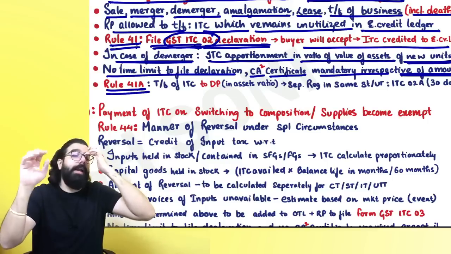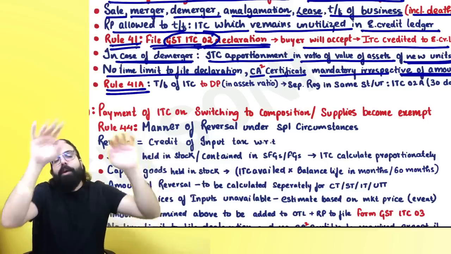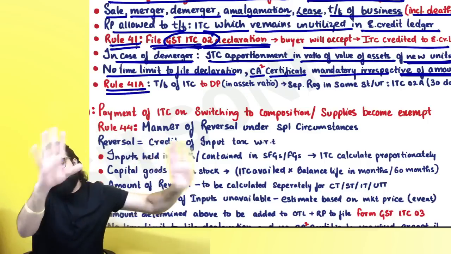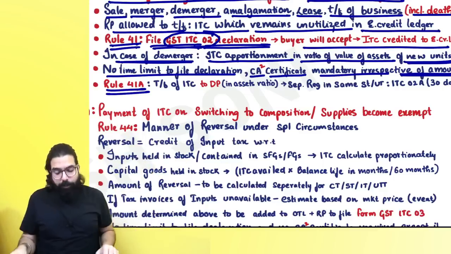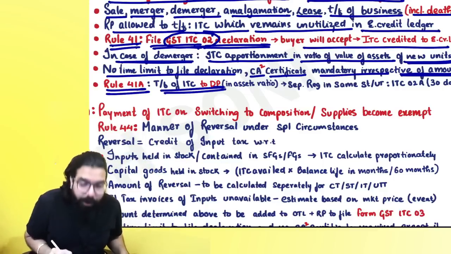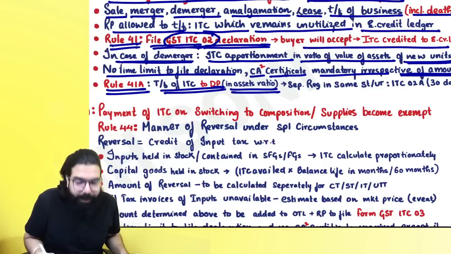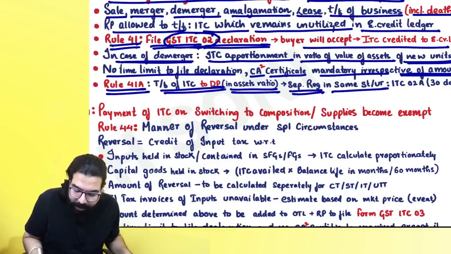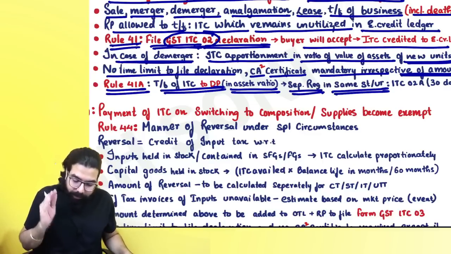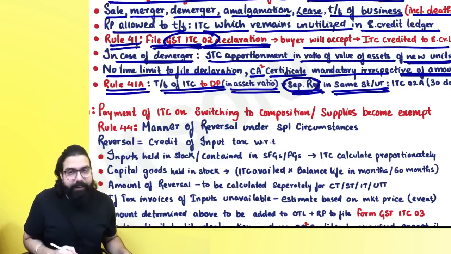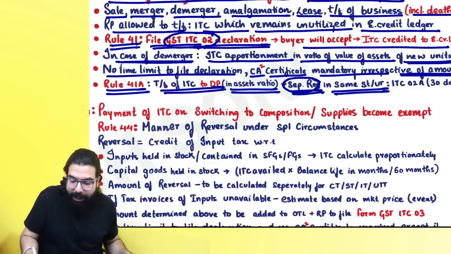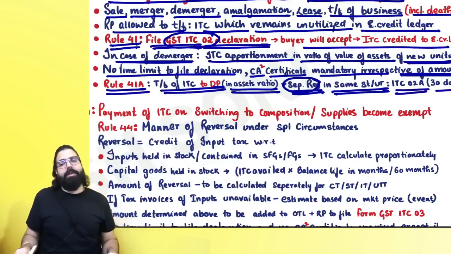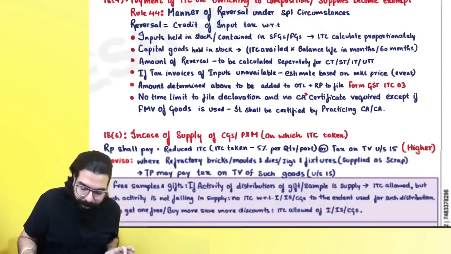Government is telling simply, whenever you take separate registration in the state and you want to transfer the credit to your distinct person, you can do the transfer by filing transfer of ITC to distinct person. It can also be done in asset ratio. If you take a separate registration within the same state or UT, GST ITC-02A, you have to file within 30 days. I hope this point is clear.